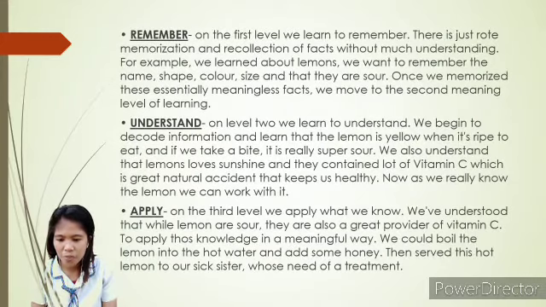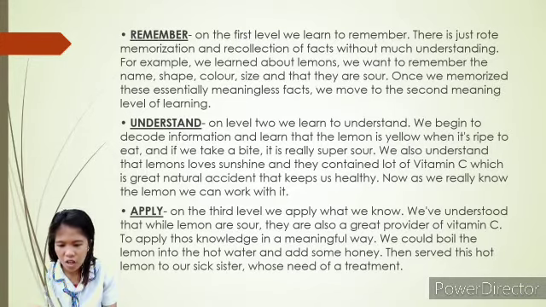It changes from knowledge to remember. On the first level, we learn to remember. This is just rote memorization and recollection of facts without much understanding. For example, we learned about lemons. We want to remember the name, shape, color, size, and that they are sour. Once we memorize these essentially meaningless facts, we move to the second, meaning level of learning.